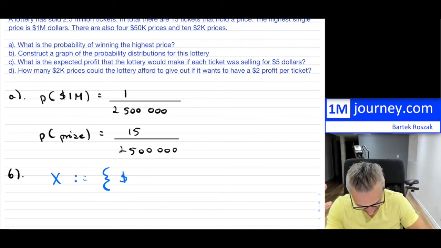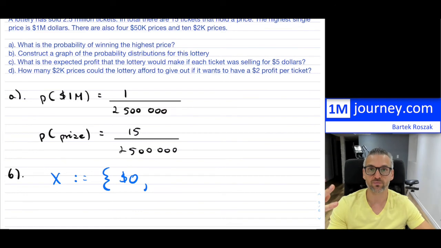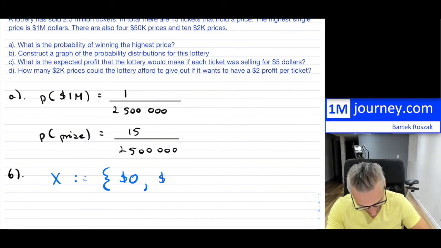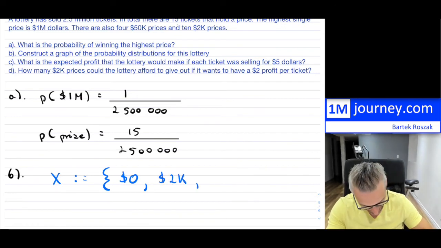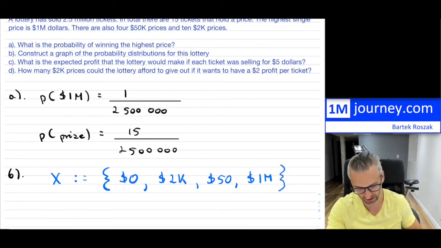You can have the outcome of not making any money, which is going to be almost everybody. You can have an outcome of receiving $2,000. You can have an outcome of receiving $50,000. Or you can have an outcome of receiving the biggest prize, which is 1 million.